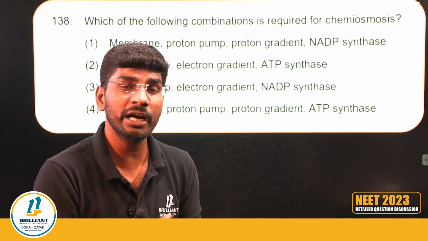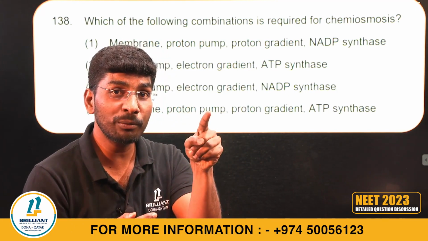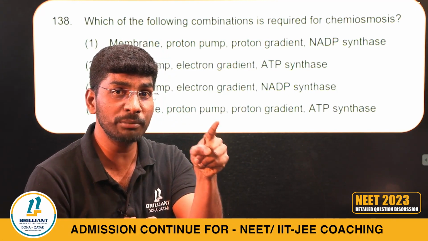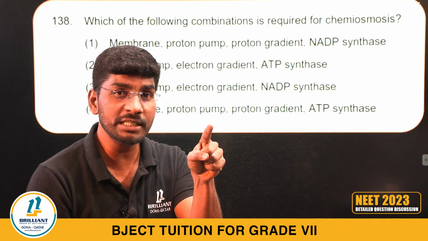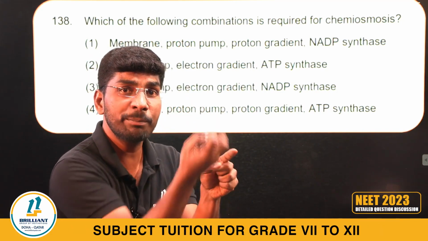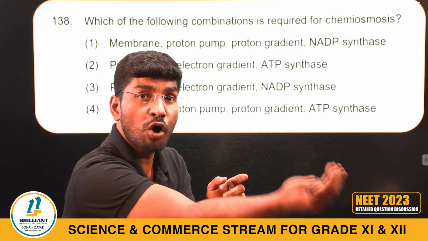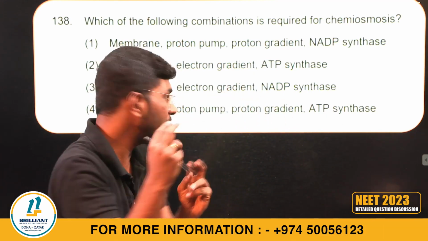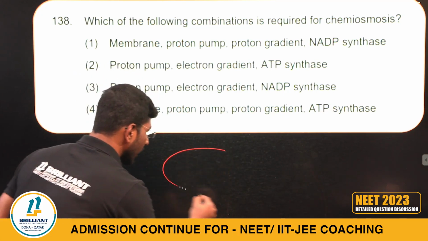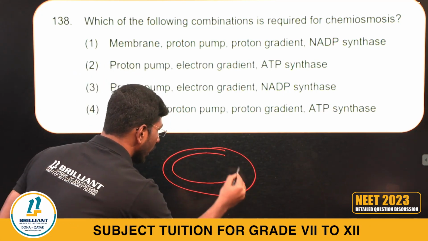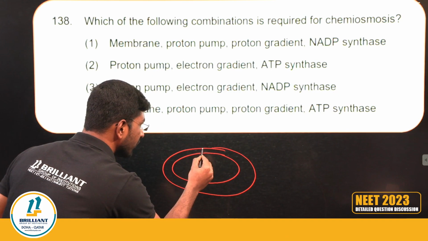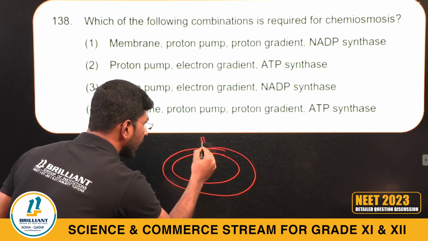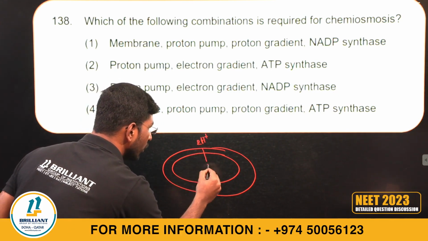Where does the proton gradient increase? Cytochrome B6F complex. Do you remember this one? Cytochrome B6F complex pumps the protons from the stroma into the lumen of the thylakoid. Let me draw here, this is the thylakoid, right? This is the thylakoid. Here the cytochrome B6F complex pumps the protons from where? Stroma to the lumen of the thylakoid.